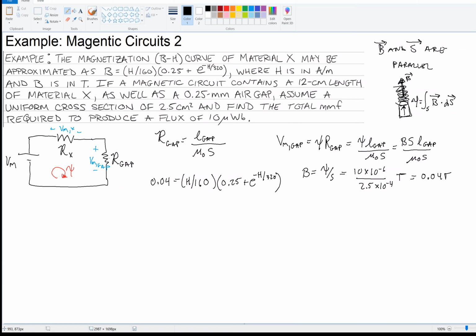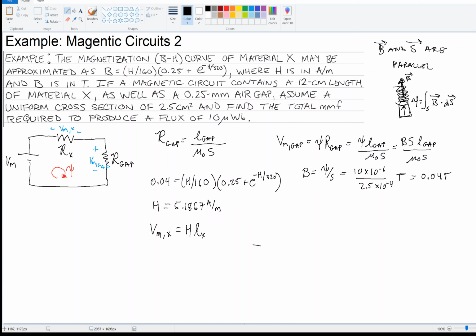Use whatever you like there, a graphing calculator or a piece of software, but you should get H, and I find that H is 5.1867 amps per meter. Okay, so that's the magnetic field intensity there. Now I continue on with my circuit analysis, and I can get the magnetic potential of material X. Since H and L, the length of the material X, are parallel, I can just get the magnetic potential by taking H times Lx.